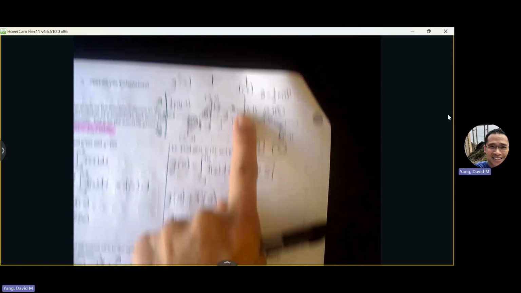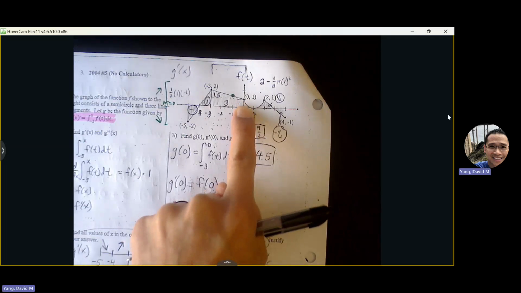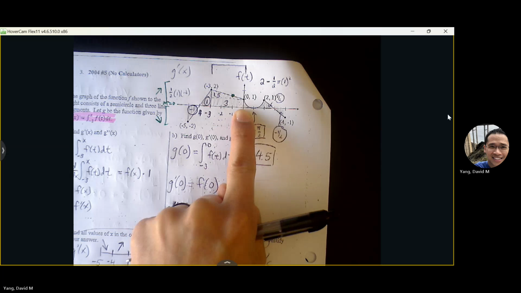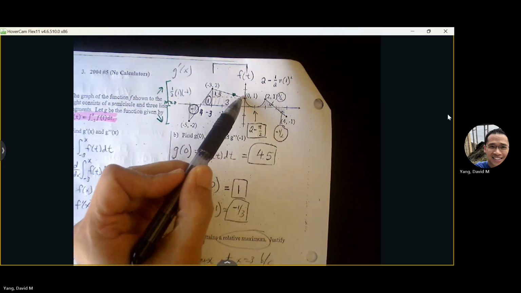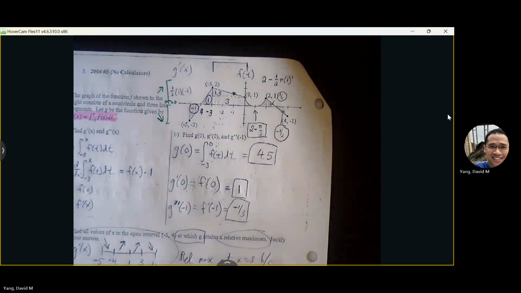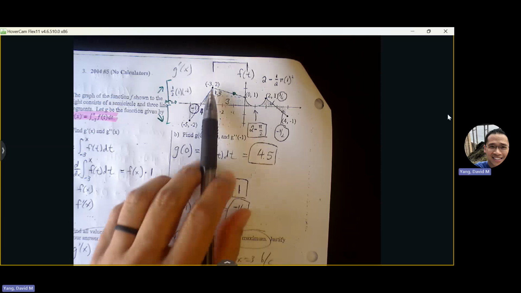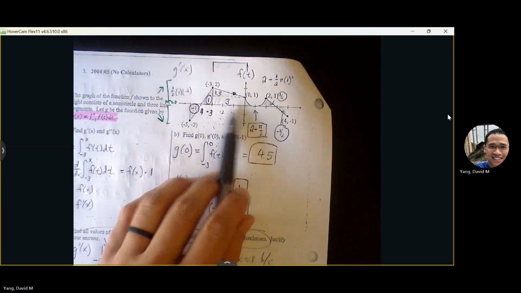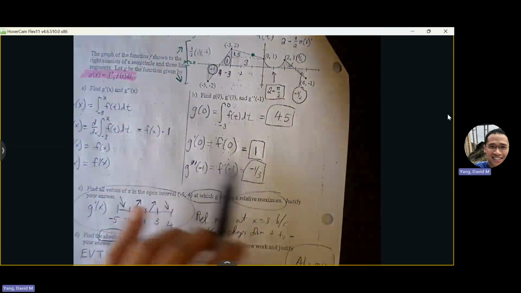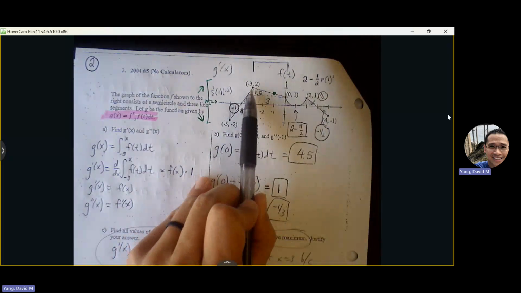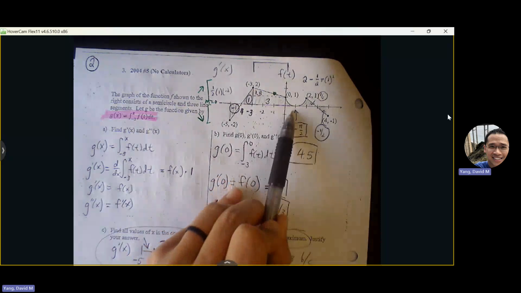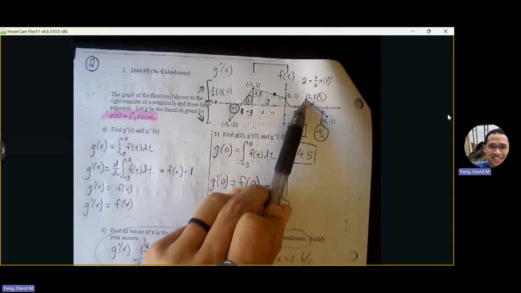Oh, why is 0 not a critical point? I'm sorry. Well, we're talking about peaks and valleys, though. Yeah, you're right. It's not a critical point in terms of the f prime, g prime sign line. But remember, for g double prime, we're looking for peaks and valleys, and -3 is a peak, 1 is a valley, 2 is a peak.